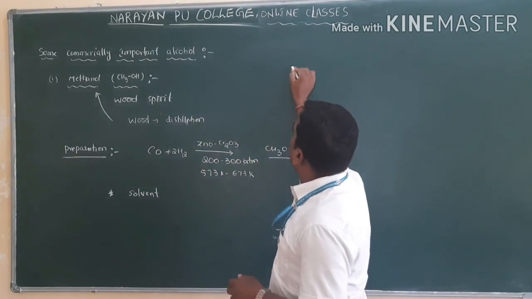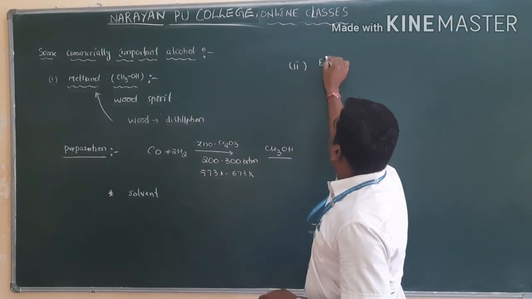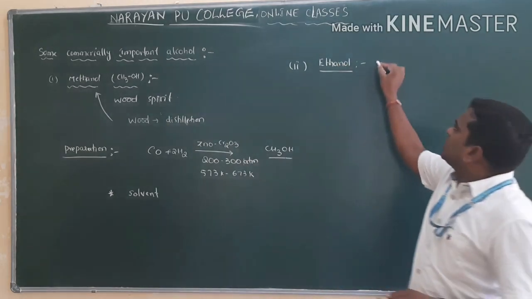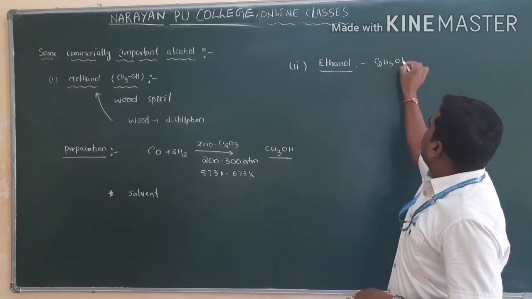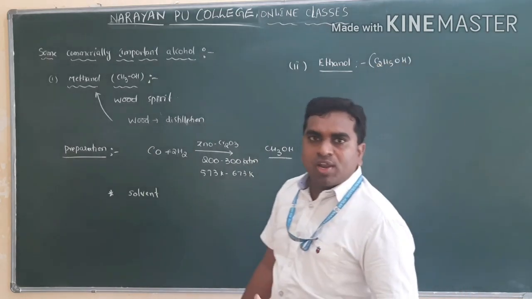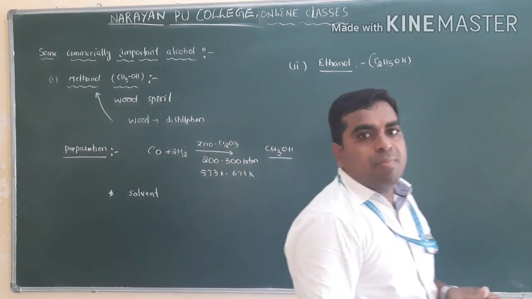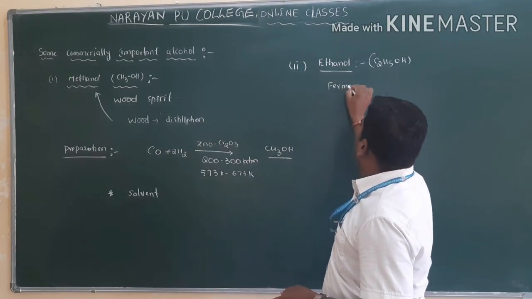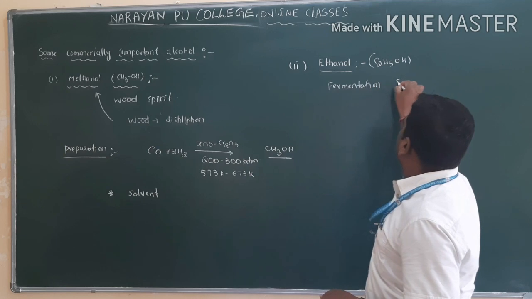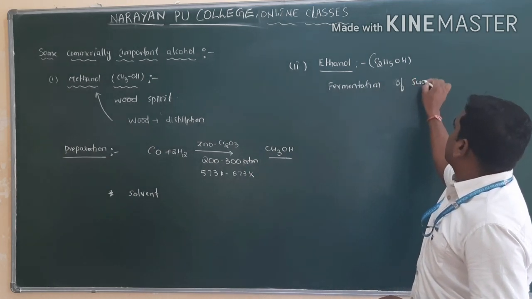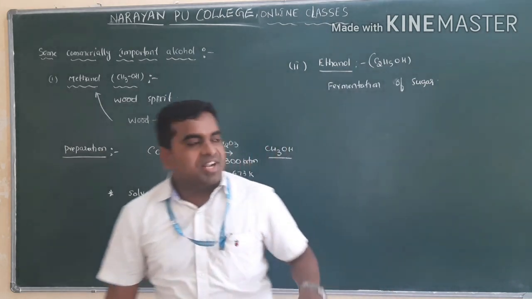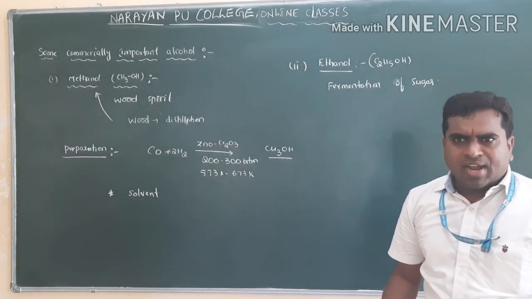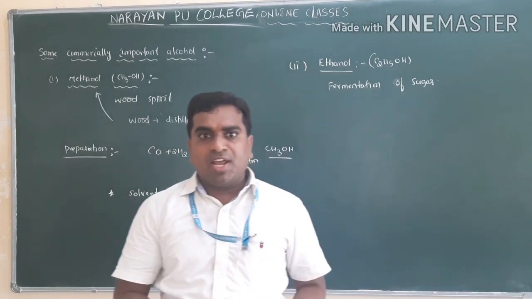The second most important alcohol is ethanol. Clear? Ethanol formula: C2H5OH. Ethanol is mainly obtained by fermentation of sugar. When you do the fermentation of sugar, you get ethanol. Sugar is found in molasses, sugar cane and fruits like grapes.